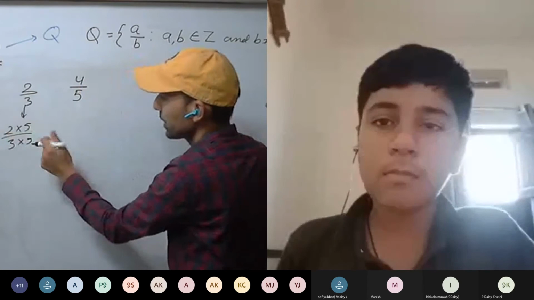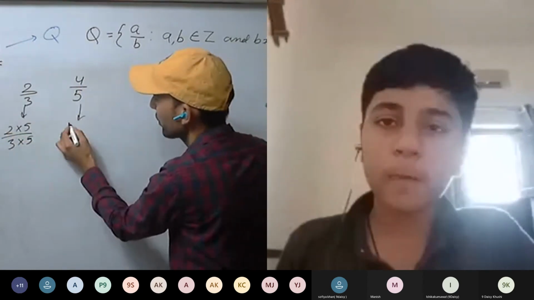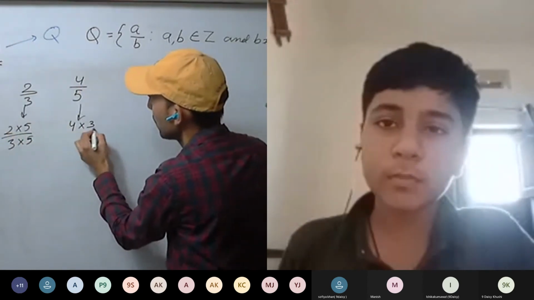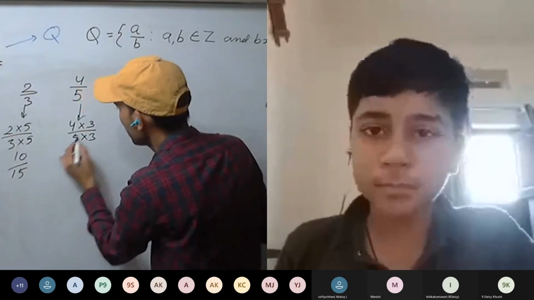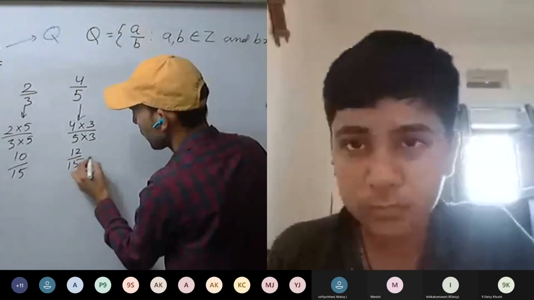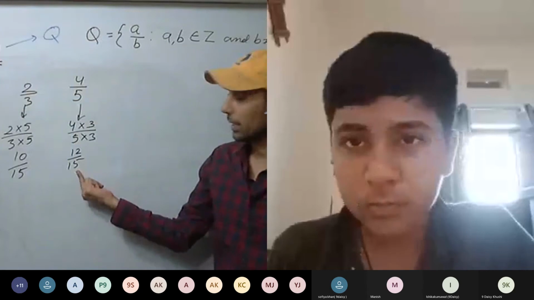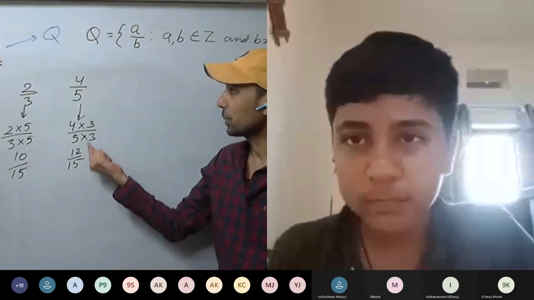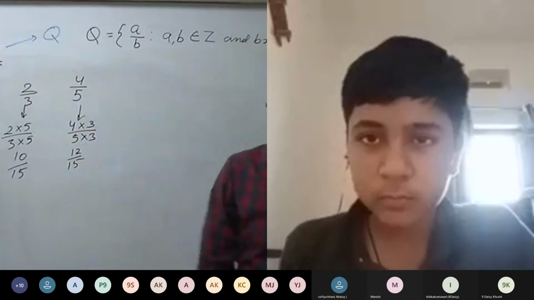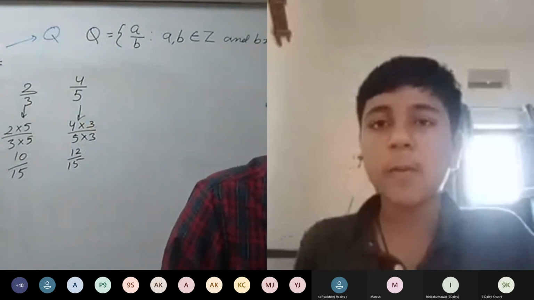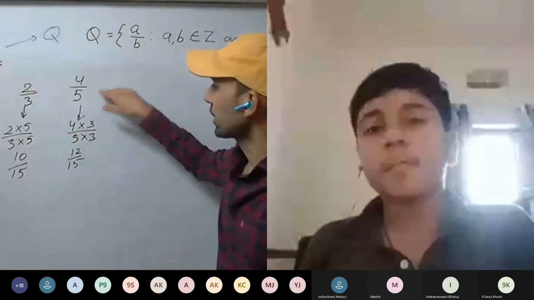So 2 by 3 can be represented as 10 upon 15, and 4 by 5 can be represented as 12 upon 15. Now, as we have made the denominator the same, we can compare the numerators. 4 by 5 is the bigger, larger number. So you take the LCM of all the denominators and then compare the numerators.